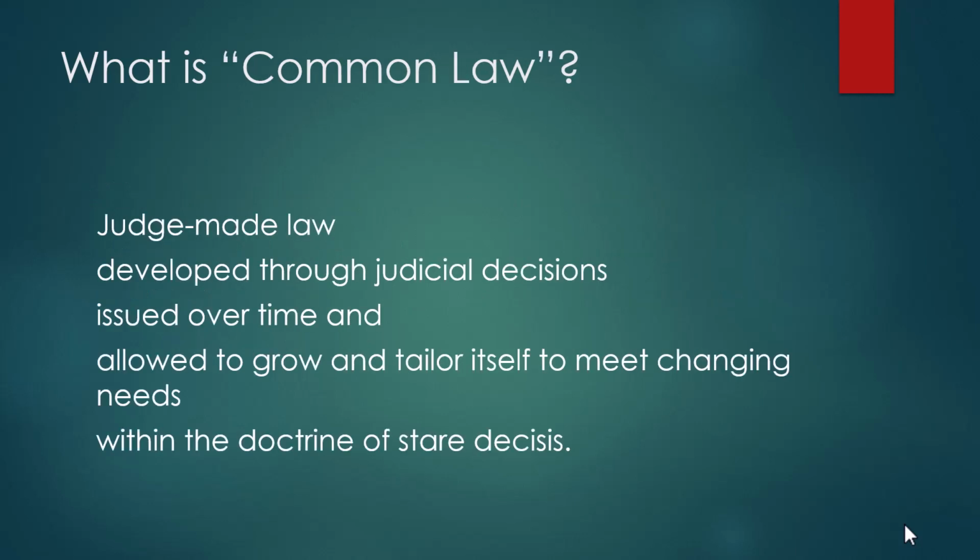Basically, the common law is judge-made law. It is developed through judicial decisions issued over time and allowed to grow and tailor itself to meet changing needs within the doctrine of stare decisis. The common law evolves and changes as society changes. The common law can be abrogated, that is, changed by the legislature. So if the legislature doesn't like the approach the court takes toward an issue, it can pass a statute changing that law.